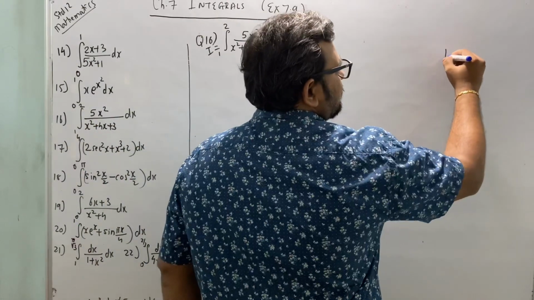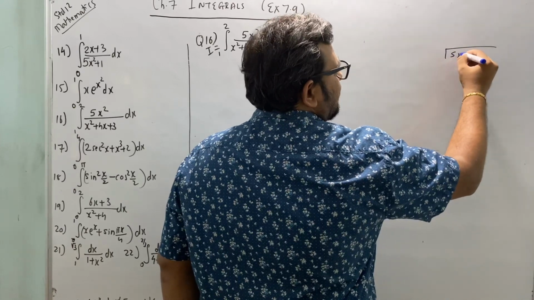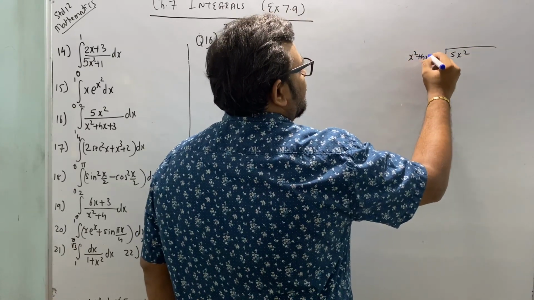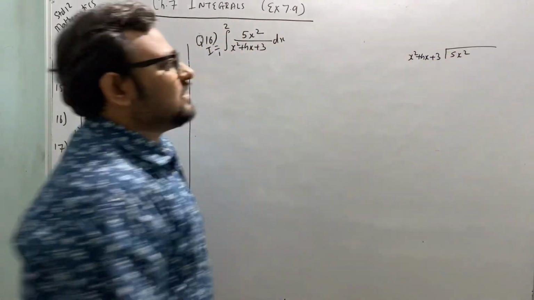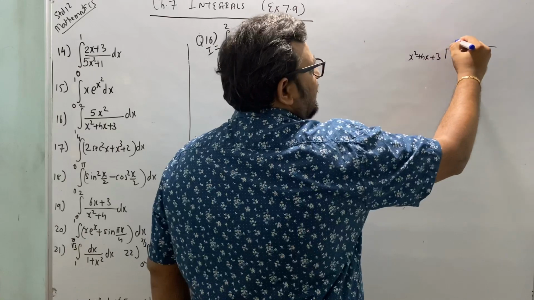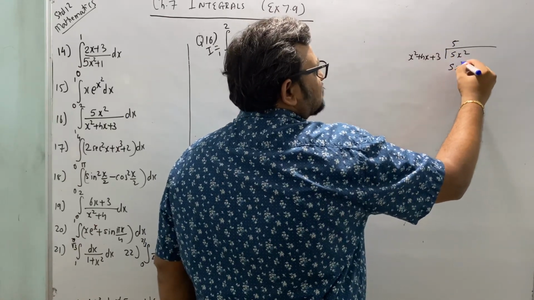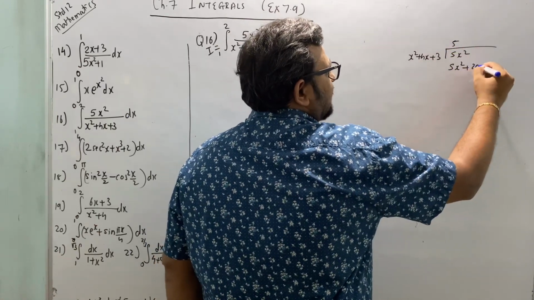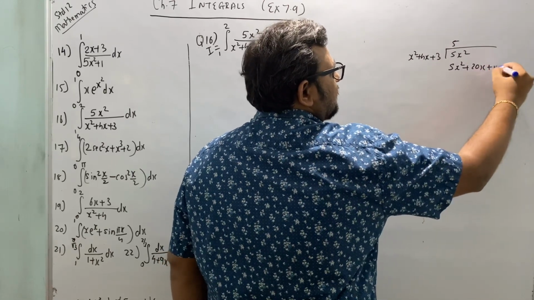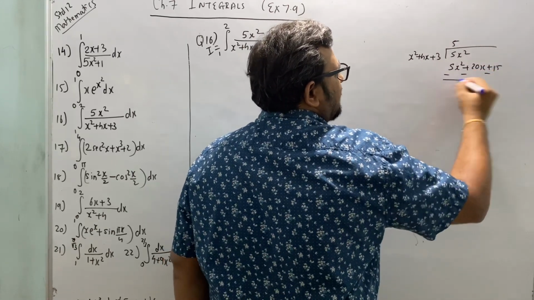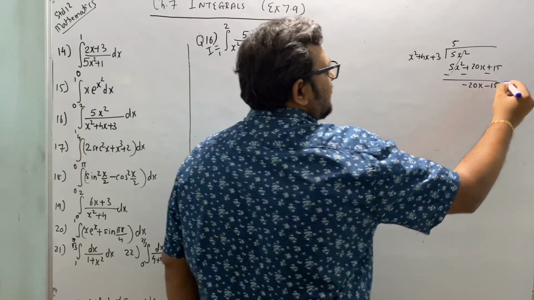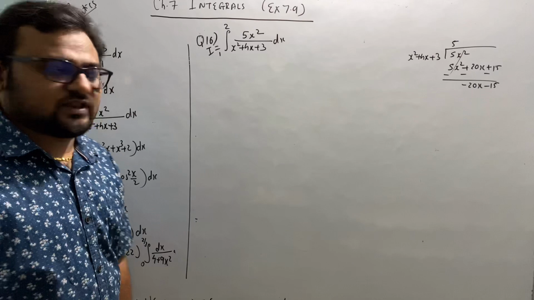See, 5x square, and here it is x square plus 4x plus 3. So into 5, it will be 5x square plus 5 4s are 20x plus 5 3s are 15. So minus, minus, minus, this will get cancelled. Minus 20x minus 15. Okay.